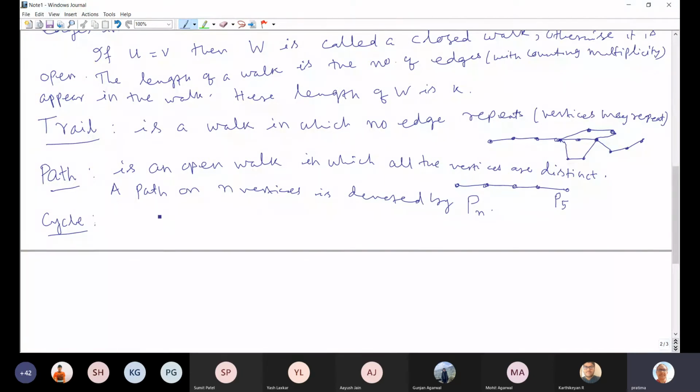So, tell me what will be the definition of a cycle. It is clear now, you understand. How should we define a cycle, therefore?